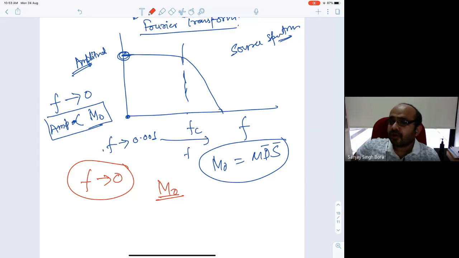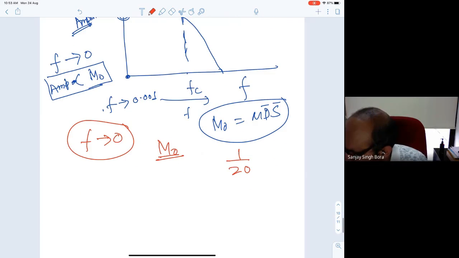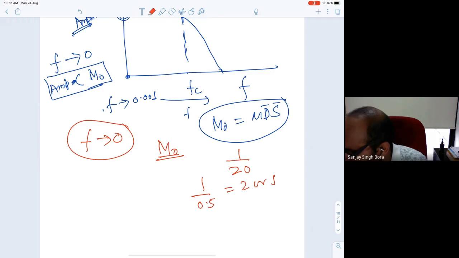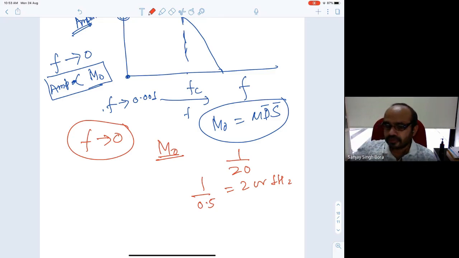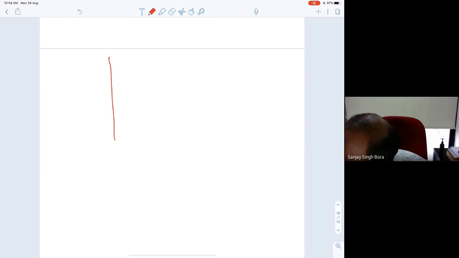But what is the problem happening with ML, MS, and MW? We are measuring MW at 1 by 20. We are measuring MB at 1 by 0.5 or 1, for example. So that is 2 Hertz or 1 Hertz. So if we are measuring them at a frequency which is not close to f equal to 0, that means there will be a problem. How will this problem come? I'm explaining it now, and try to see it.